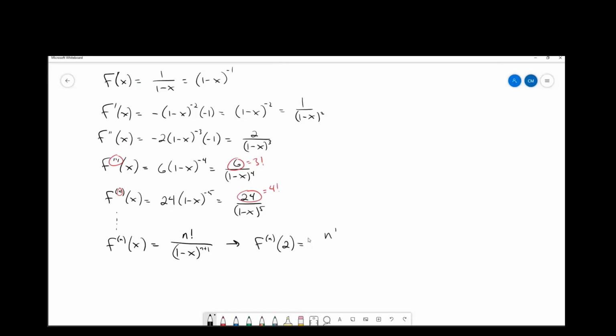So how do I find that? Well, I just plug in 2 for x. And so that gets me n factorial over 1 minus 2, so that's negative 1 to the n plus 1 power. Now, whether I put the negative 1 to the n plus 1 in the denominator or the numerator, it's the same thing, because all it does is alternate the terms. And so I can write it like that too if I want to. That makes sense?